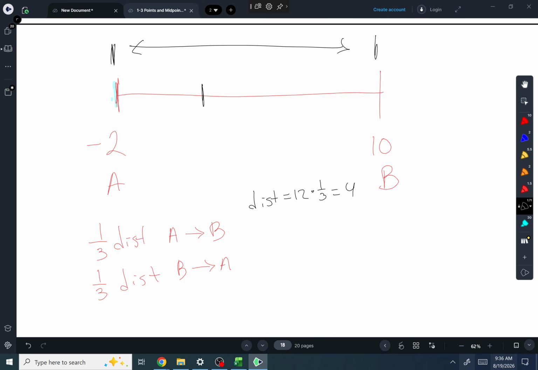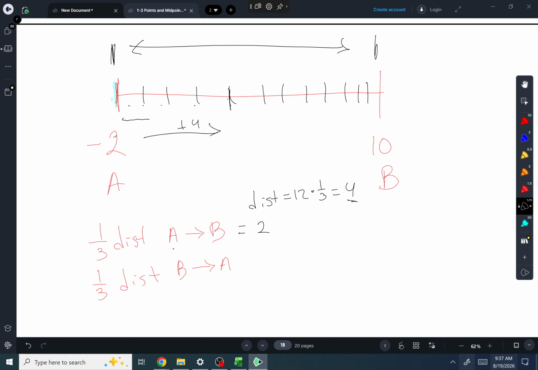Yeah? So if you thought about this, -2, -1, 0, 1, 2, 3, 4, 5, 6, 7, 8, 9, 10. Yes? How far am I going to move? I'm going to move 4 spots from A towards B. So I'm at -2. What am I going to do? 1, 2, 3, 4. I'm going to move 4. Does that make sense? So that's where I'm at. Where is that? 2. So 1/3 of the distance from A to B is 2.